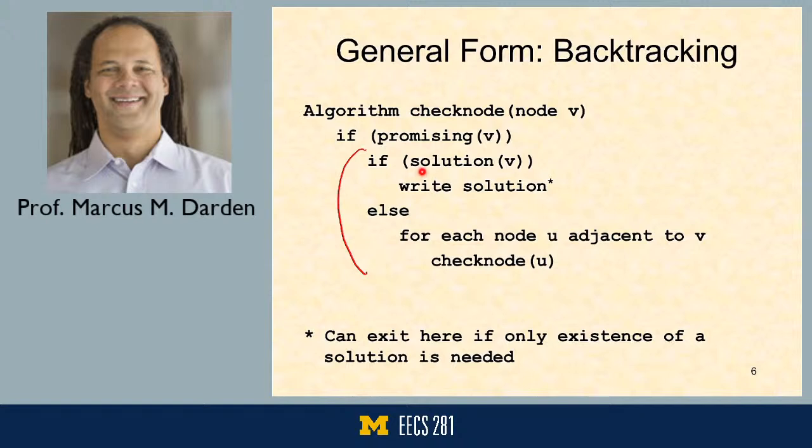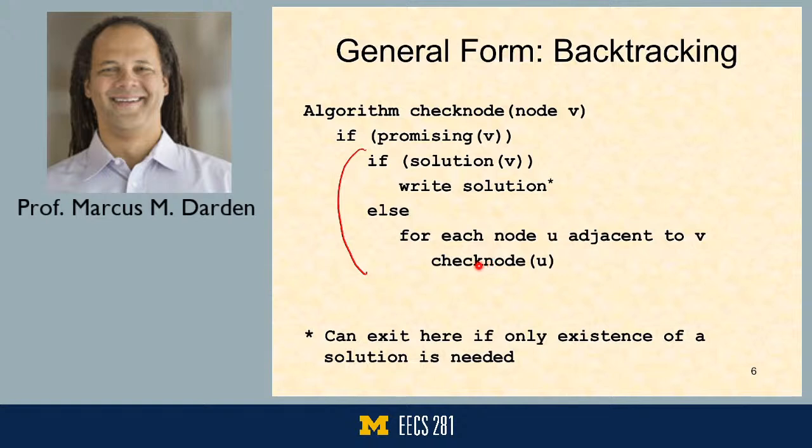However, if I haven't found a solution, then I recurse. And that recursion is wrapped in iteration because I'm going to check all of the neighboring states to see if I can use one of those neighboring states to make my next advance in the solution. All right, in this current structure, check node gets called with a particular vertex. And if it works its way through the function, its goal is to call check node again with another vertex, having extended the solution. So we'll try to just use this loop to extend the solution.